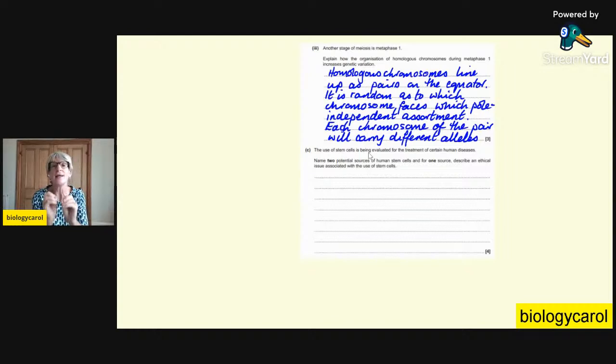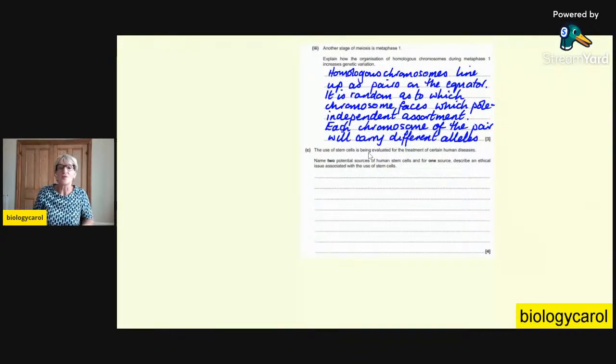Notice that that is a really nice, easy way to say it is completely random as to whether they're arranged like this or arranged like this on either side of the equator. Which chromosome faces which pole? Good phrase there. That is independent assortment.